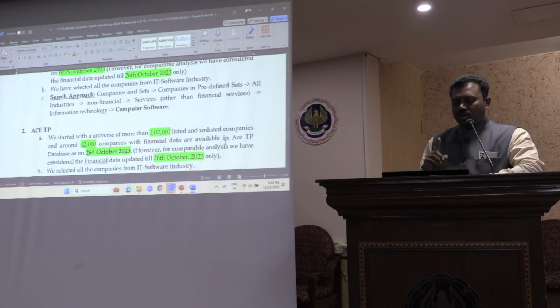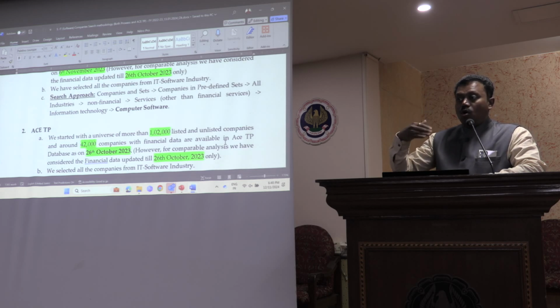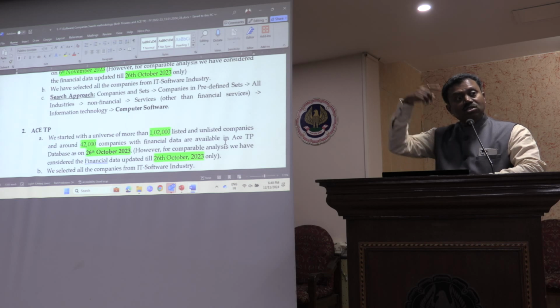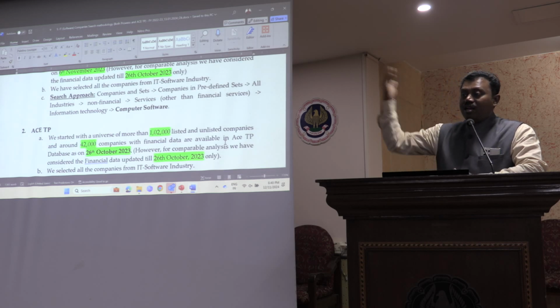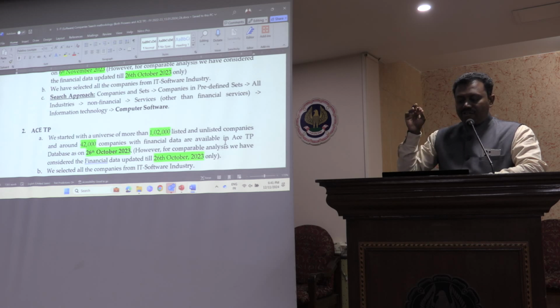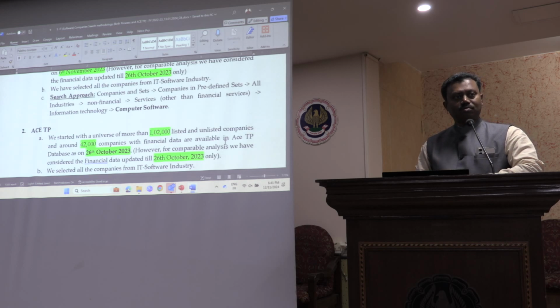Search approach. First I will go to companies and sets. All these things I am keeping as a backup. Tomorrow when any questions come, I am going to tell them this is how I have done it, and then I will show it in the spreadsheet. This is what I have done. Companies in predefined sets, all industries, non-financial, select services, other than financial services, information technology, then computer services.